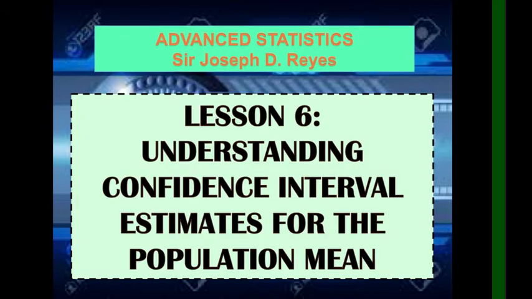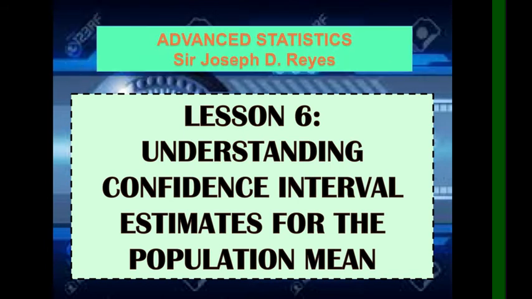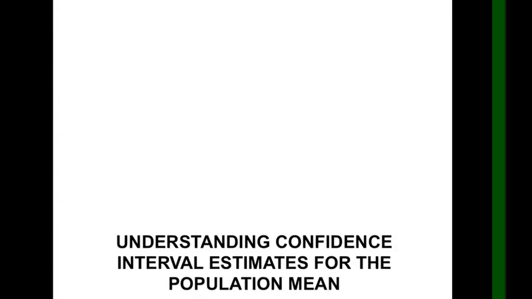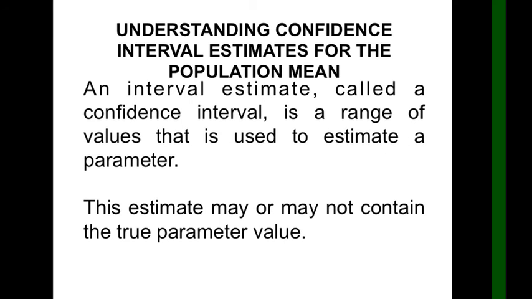Good day, everyone. Our topic for today is all about understanding confidence interval estimates for the population mean. An interval estimate called a confidence interval is a range of values that is used to estimate a parameter. This estimate may or may not contain a true parameter value.